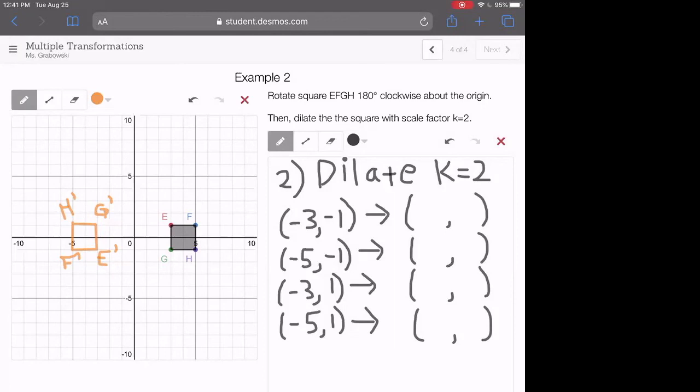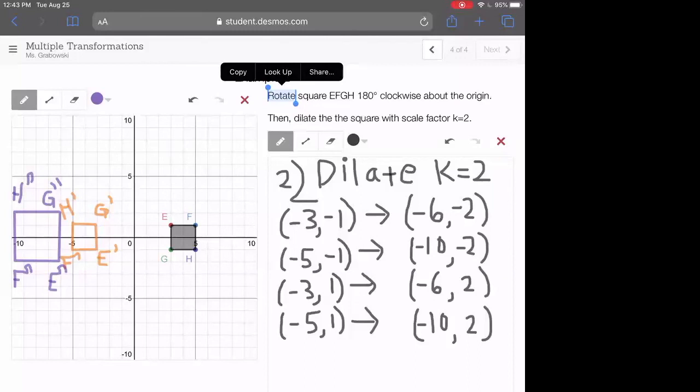So I'll demonstrate the first point. So we have -3, and I'm going to multiply that by 2 to get -6. And then we have -1 times 2, which is -2. And then I'll do those for the rest of the points. Now that I have the points written out, I am going to go ahead and graph our new figure onto the graph. So now that I have plotted those points, I have my new square, which is E double prime, F double prime, G double prime, H double prime, and we can see that it's 2 times bigger than the square that we had before that.